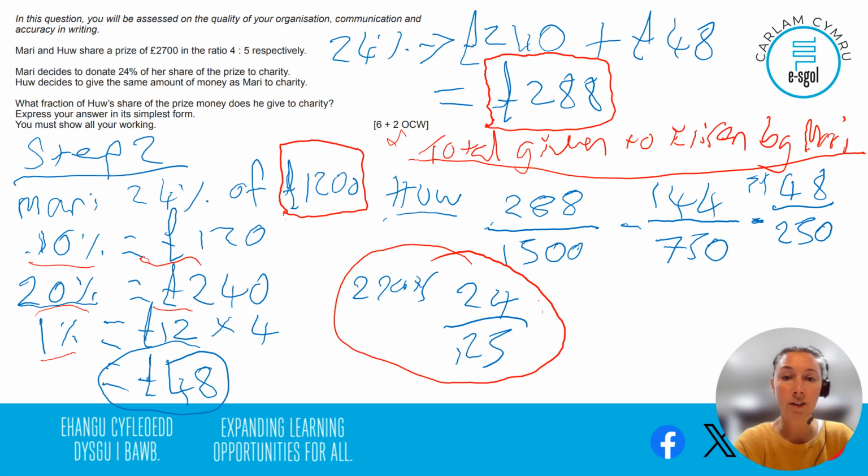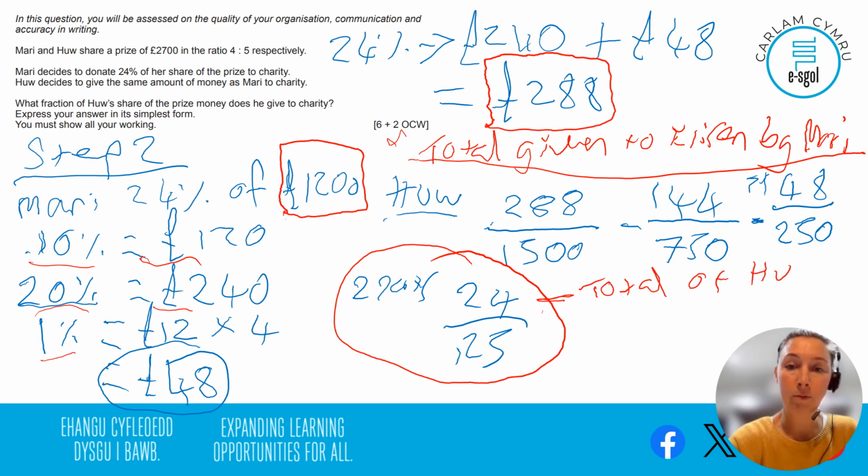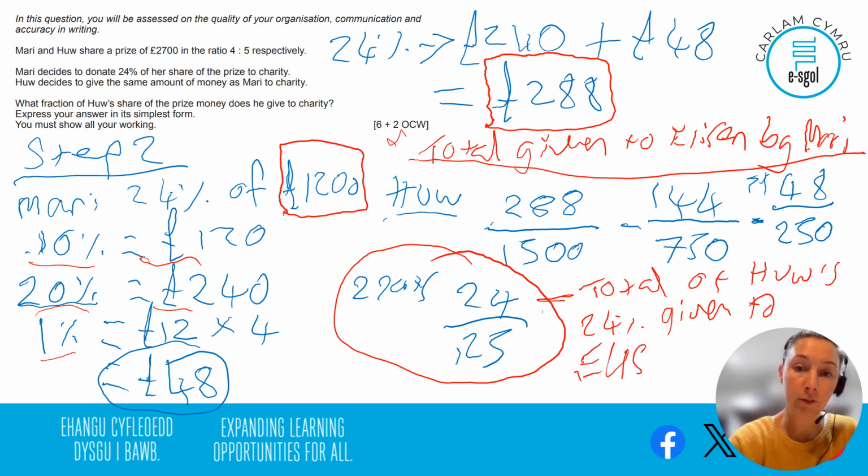I would advise that actually here you just say total of Hugh's 24% given to Ellison. Okay.